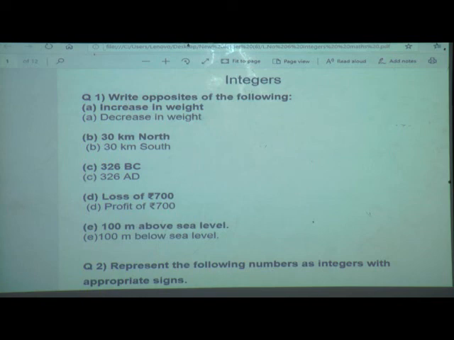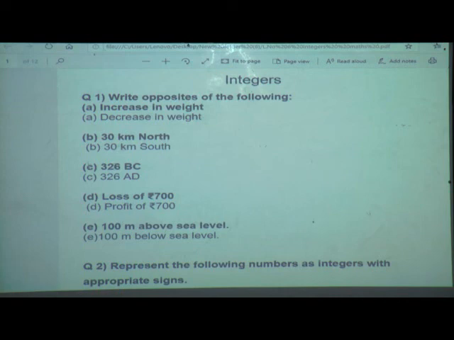Increase in weight. What is the opposite of increase? It's decrease. So if in the question we have increase, so in the answer we have to write decrease. So opposite of increase in weight is decrease in weight. 30 kilometer north. We know that opposite to north is south. So 30 kilometer north, and the answer is 30 kilometer south.